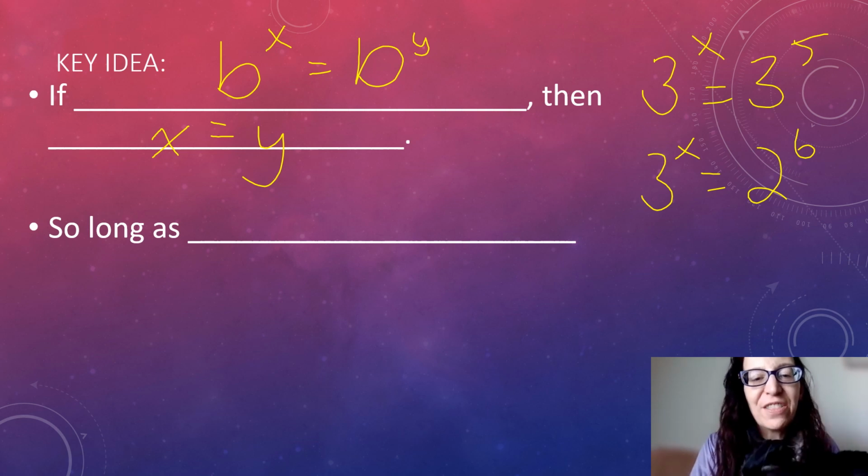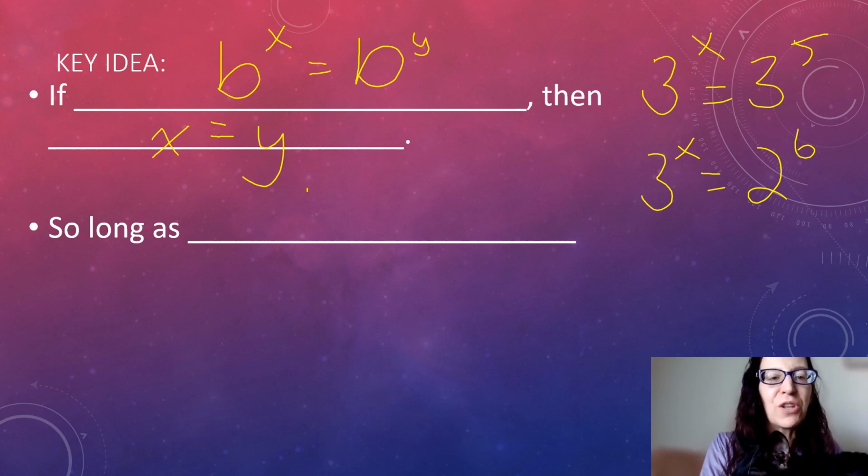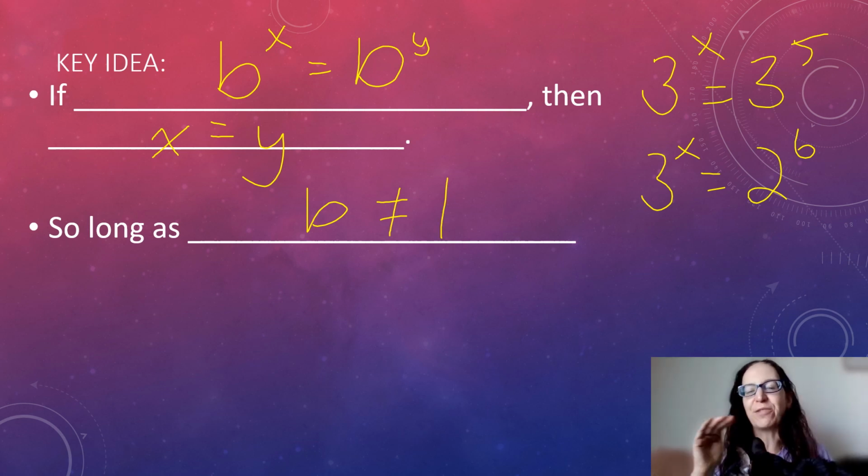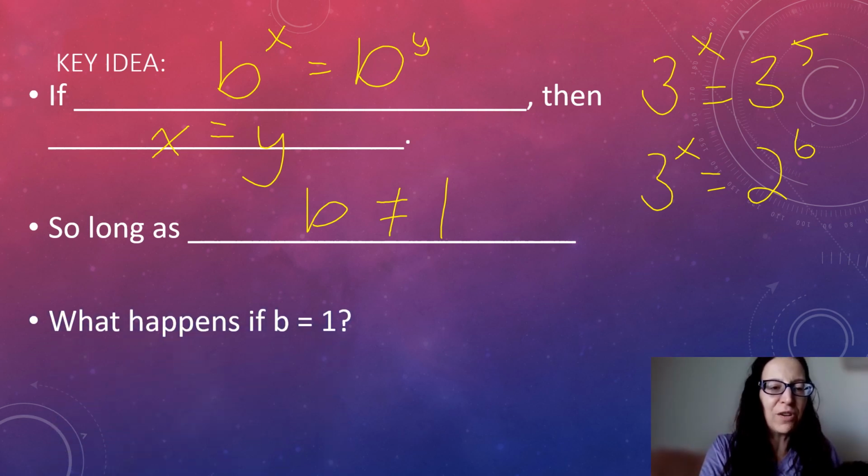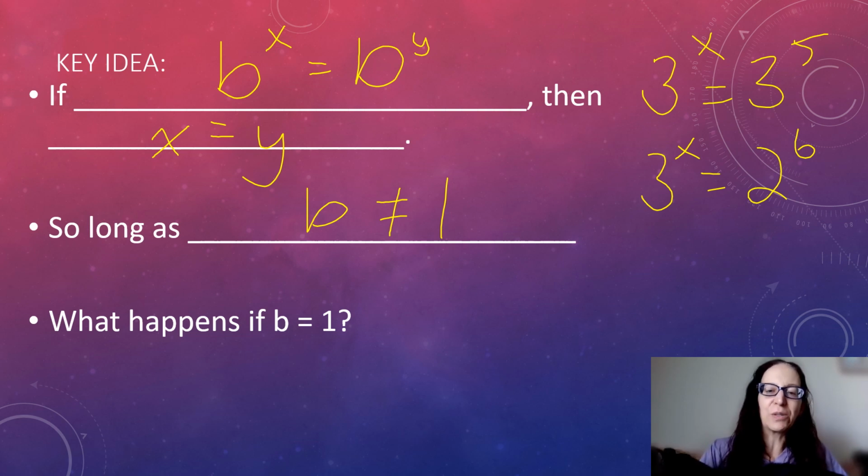Now this is true so long as b does not equal 1. So we do have a little bit of an exception there. I don't know if that's the kind of thing that might pop up on your EOC or not, but we ask interesting questions. So what happens if b does equal 1? Why doesn't this work?